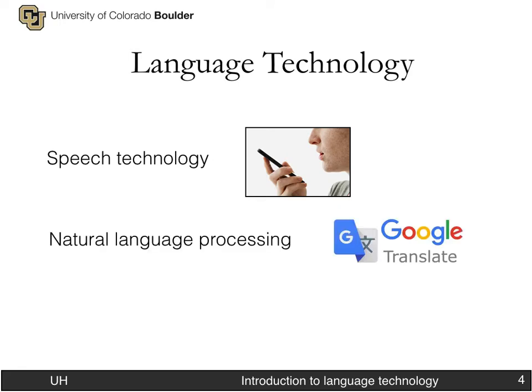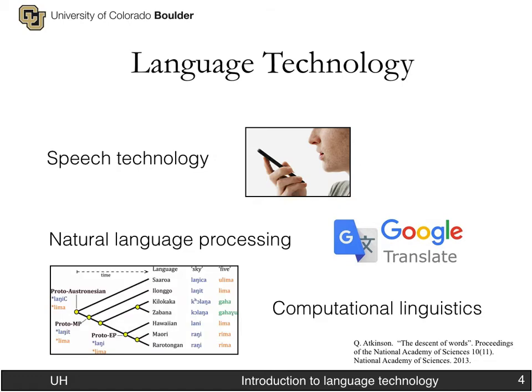And then we have a third subfield, computational linguistics. And it's not an engineering field like the other two, it is a science. And it is concerned with the question, what can computers tell us about human language? This picture is from an article that used methods from population genetics to model the ancestry of Austronesian languages.